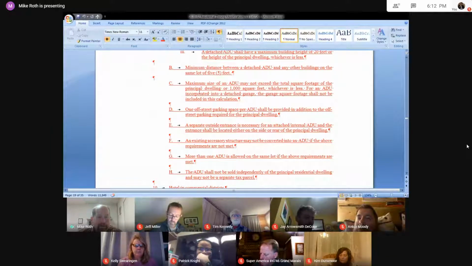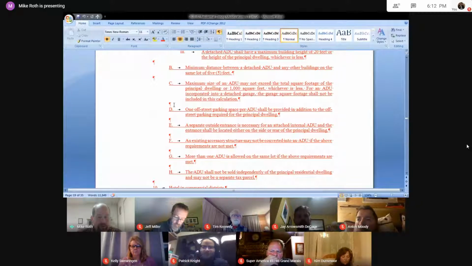For an ADU that's incorporated into a detached garage, the garage square footage shall not be included in this calculation. So for instance, where we've got, and I can think of an example of both ways in town, either a detached garage that has an apartment and it's all on one floor and they're just one half is garage, one half is apartment, or a detached garage where it's got garage on the main floor, the ground level, and then it is an upstairs apartment. We'll only look at the square footage of the area being used as a dwelling to do this calculation.